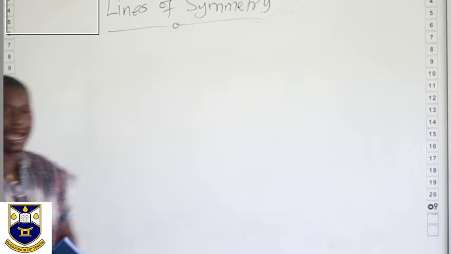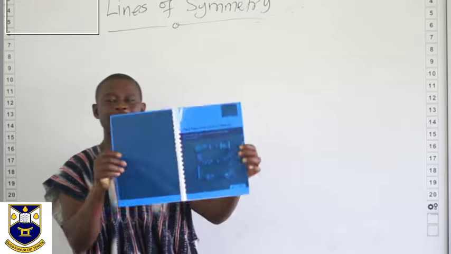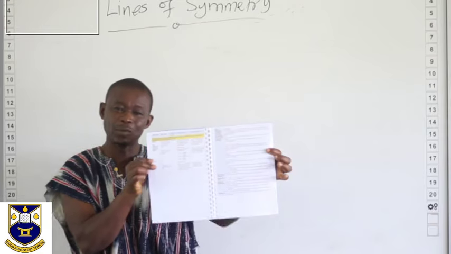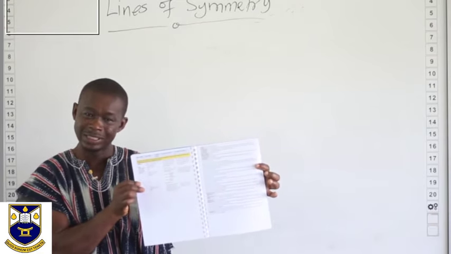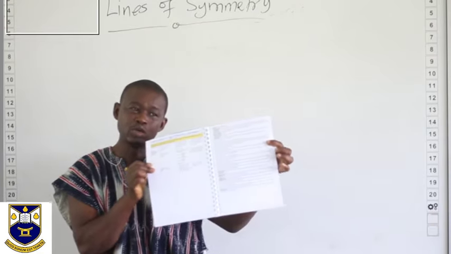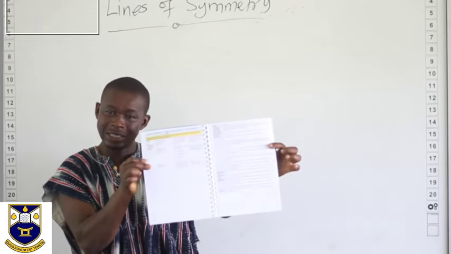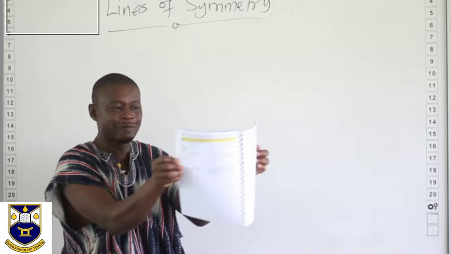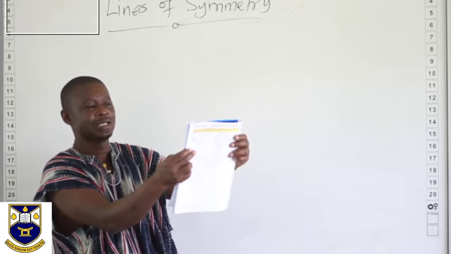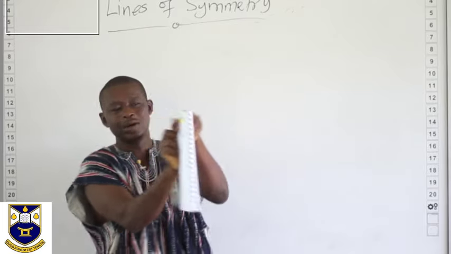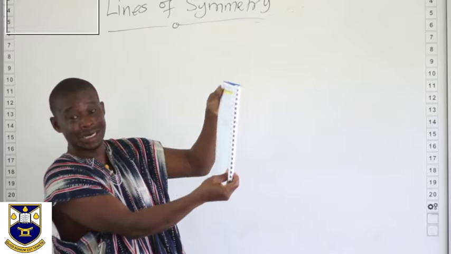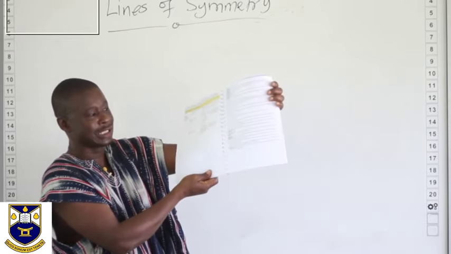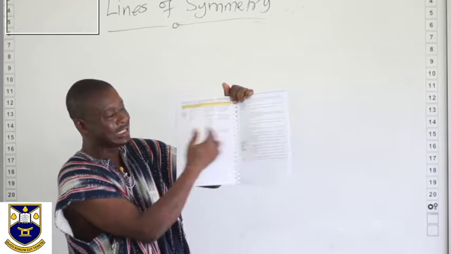Good. So I have this. Assuming this is a rectangular shape. I want to determine whether this one has a line of symmetry. So what I'm going to do is fold this one and make sure the edges match. If I fold it this way, now what you see here is the imaginary line, which we call the line of symmetry. So at the end of the day, if I unfold it, what I see here, is it the same thing over here?